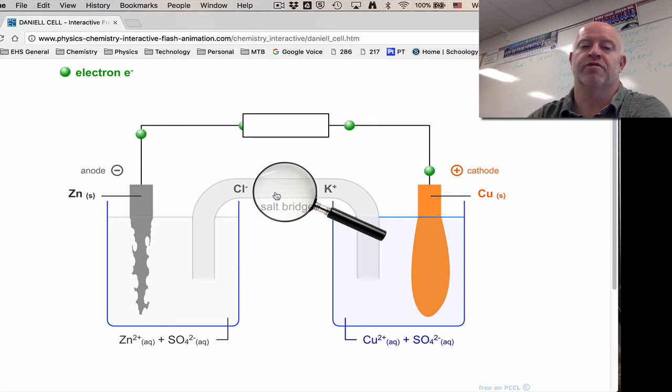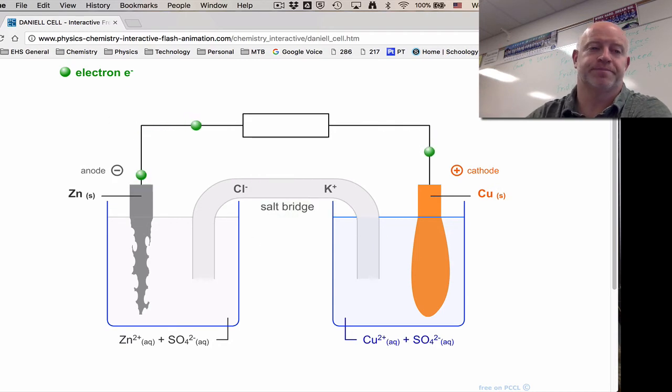So the salt bridge provides charge balance, making sure that everything is balanced out in terms of charges, so everything continues to react chemically. It's there to basically stop Le Chatelier's principle from controlling this process. Okay, so that's our first animation.